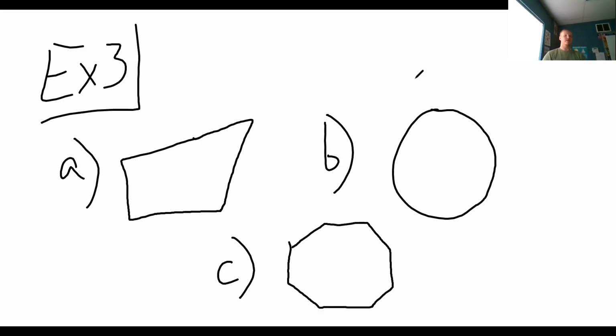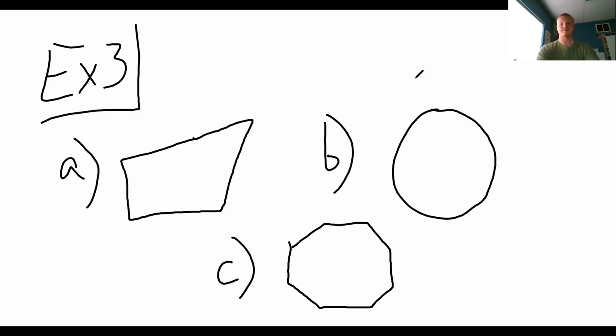All right, Ian, which one of those is not a polygon? B, yep, and why is that? It has no sides, it's just a circle. So that would be not a polygon, and it's also not a quadrilateral. A quadrilateral has, or sorry, not 4 or more sides, just 4 sides.